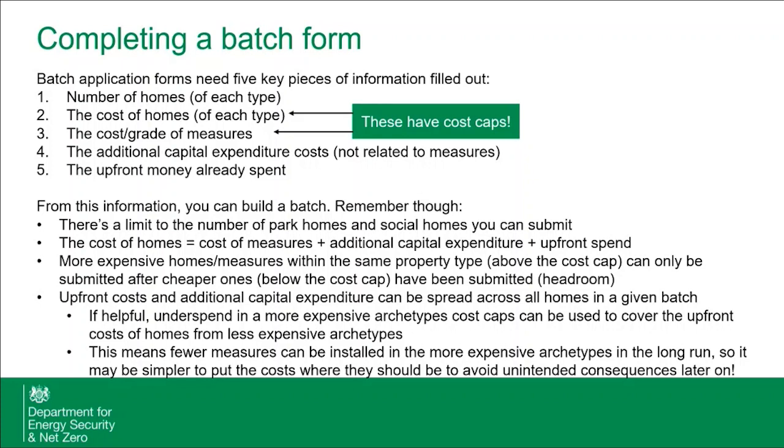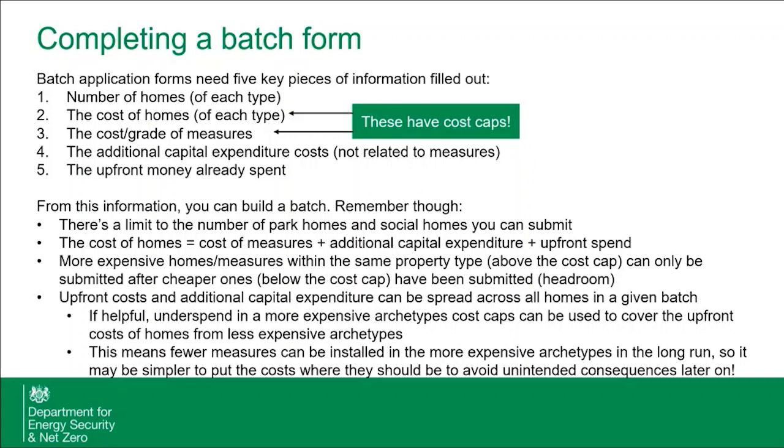And as I've said just there, if you find that some of your upfront money is too expensive, it takes out too much of certain archetypes, you can use the underspend in some of your more expensive archetypes to cover the upfront cost of homes from those less expensive ones. So what that simply means is that upfront costs roughly work out to about £900 per property. That's going to have more impact on flats.